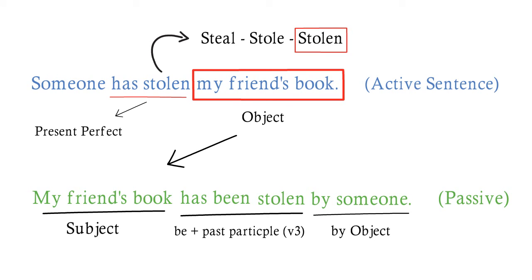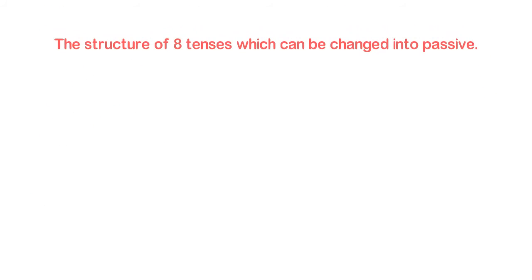Let's have a look at the complete structure of 8 tenses which can be changed into passive. Past, present, future.